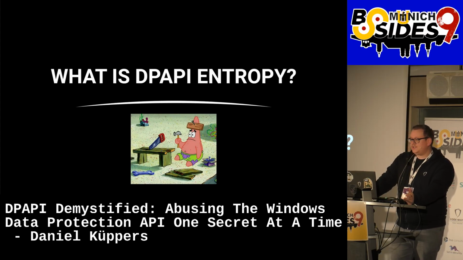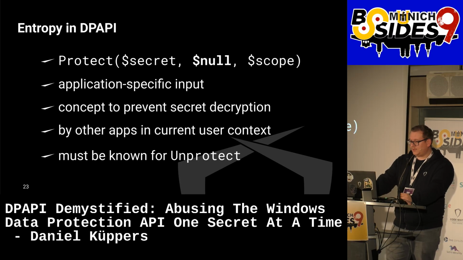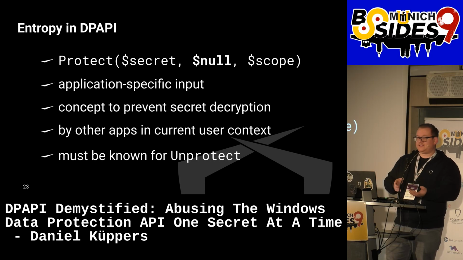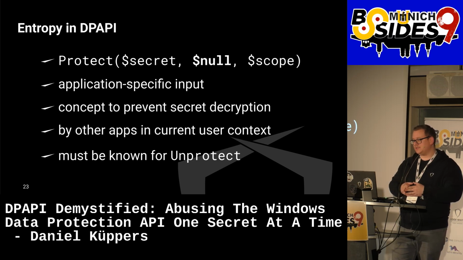Next on, what is DPAPI entropy, you may ask? Well, let's see. In the former example, we had the $null value supplied to the Protect function, and that is actually the entropy value. This is thought of by Microsoft as an application-specific key. Without it, other applications can decrypt secrets created by the user or other apps. So it is some sort of secret, but you get the idea.